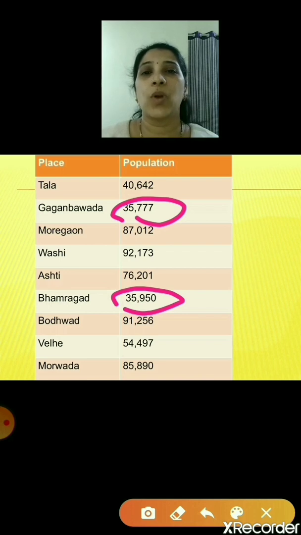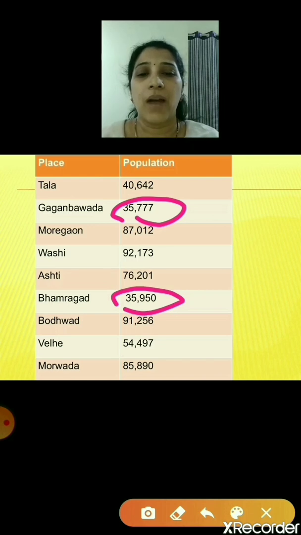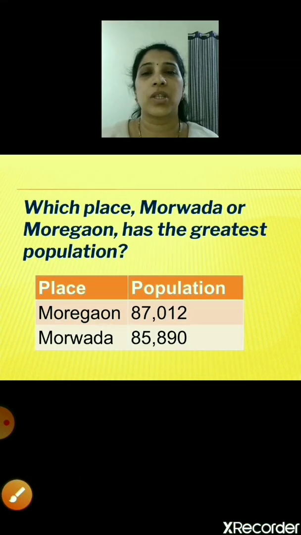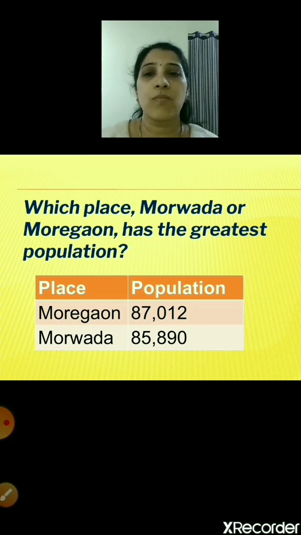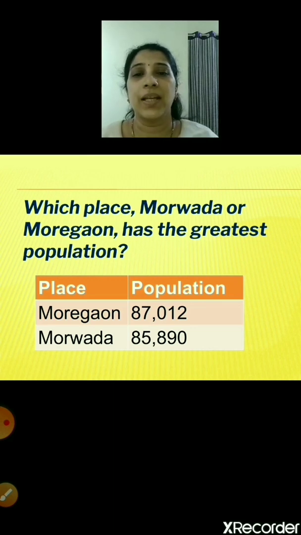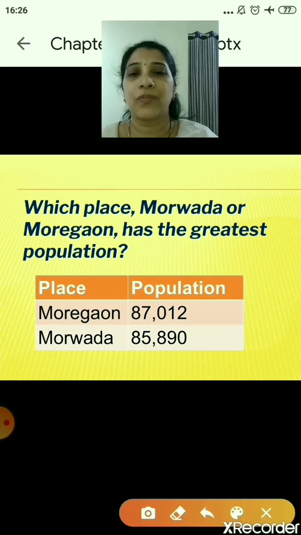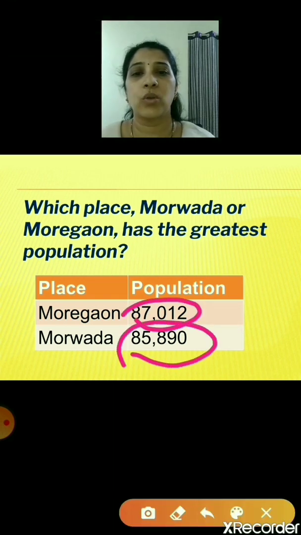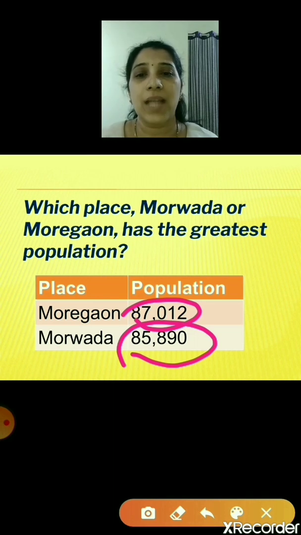So students, I hope you have understood how to find out the smallest number and the biggest number. After that, we went to the third question, which place, Morwada or Moregaon, has the greatest population. Now you can see Moregaon is having 87,012 population and Morwada it is having 85,890 as the population. So in the 10,000s place, if you see, there is 87,012 for Moregaon and for Morwada 85,890. So in the 10,000s place 8 is there in both the places, right?